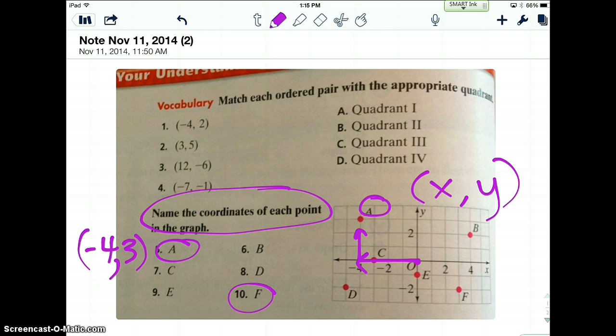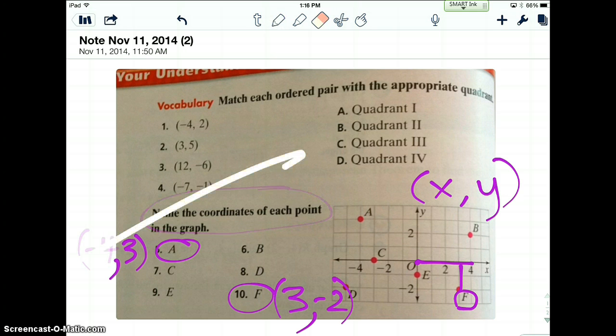Let's try point F. Point F is down here. So how do we get there? From the origin, I'm going to have to go right, not 4, but 3. And then I went down 2. So I have the ordered pair 3, negative 2.